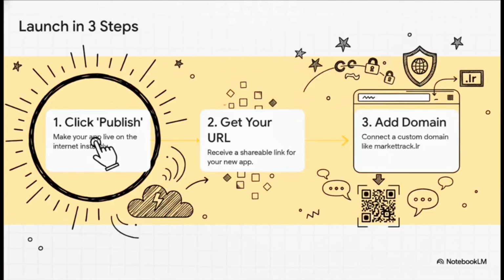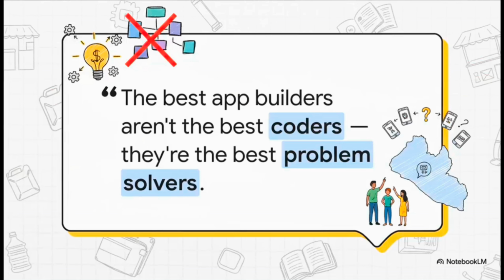Once you're sure your app is ready to go, launching it is incredibly simple. In a tool like Lovable, you literally just click Publish and you get a live website link. From there, you can connect your own custom domain, something like markettrack.lr, to look super professional. It's that easy. And that brings us to the biggest takeaway from all of this.